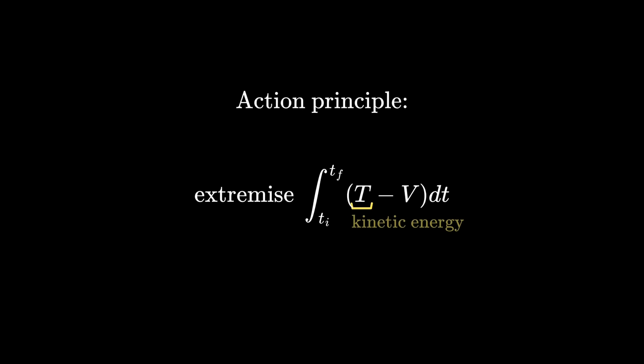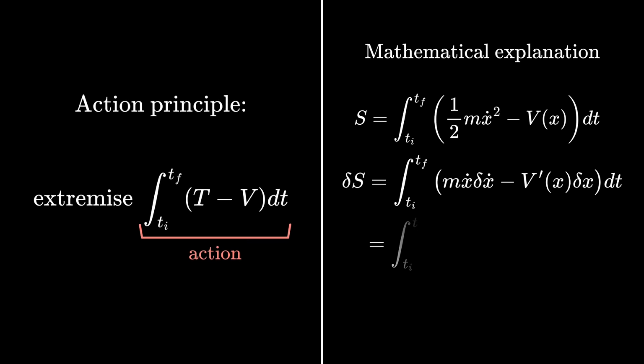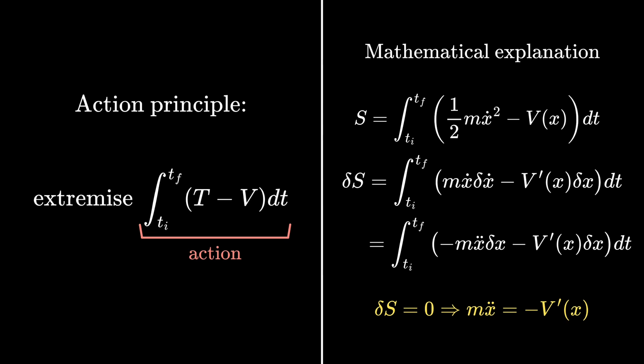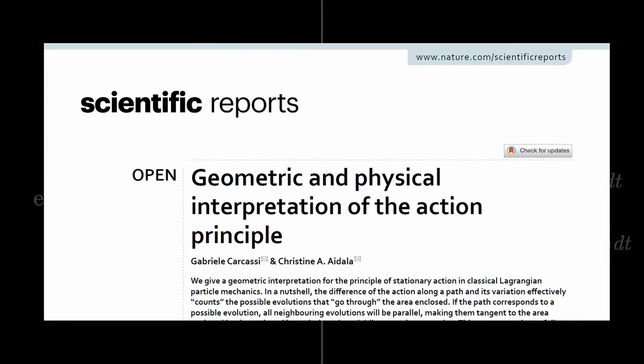The action principle roughly states that nature wants to minimize the integral of kinetic minus potential energy over time. This integral is known as the action, hence the name of the principle. However, even though I can mathematically prove that it works, something about it feels deeply unsatisfying because most explanations don't tell me what action actually is, until I found this paper which visualizes the action principle.